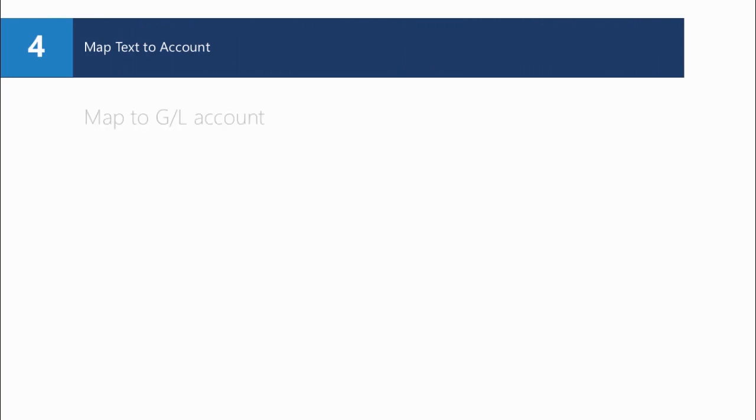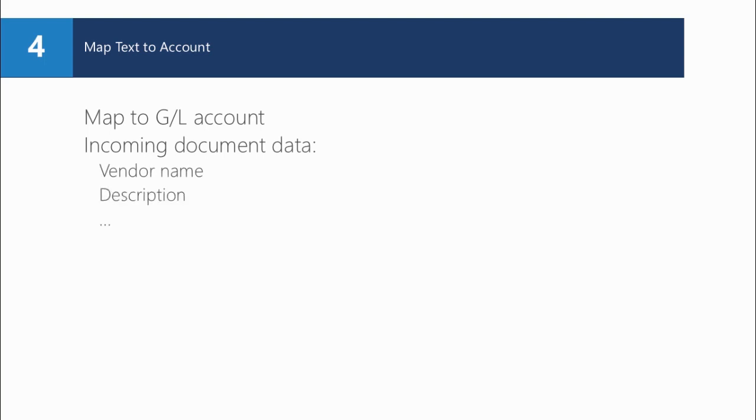function. Now, this is a function that we can use to map a GL account based on a predefined text. This is something that we need because the system will try to create automatically a purchase document, and to do so it needs a vendor but also a default GL account. And that's basically why this function is used. So based on incoming document data such as the vendor name, the description and so on, we can then use a text to map to a specific GL account.